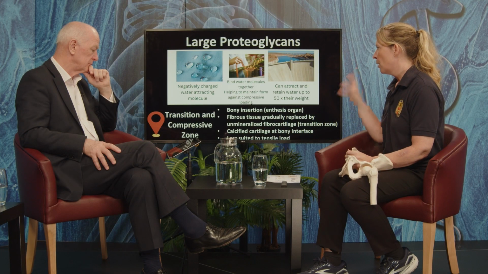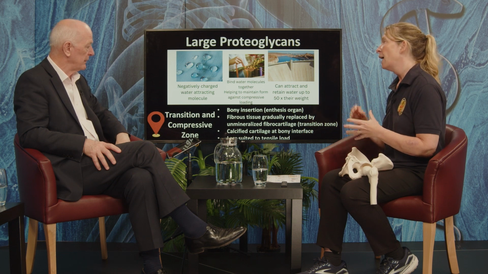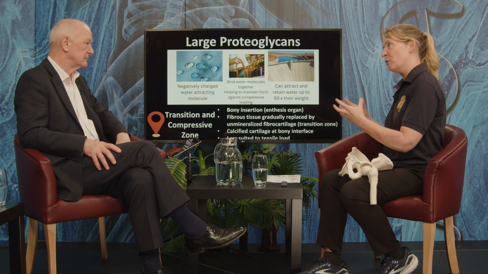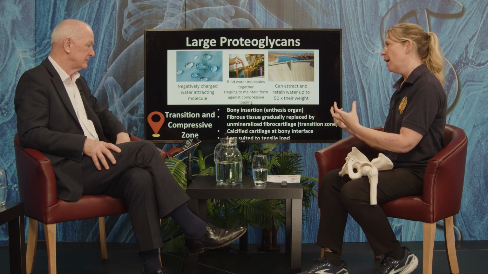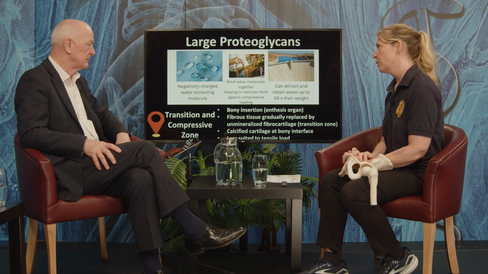tendinopathy anymore. So the large proteoglycans are generally found in that compressive zone where the tendon attaches to the bone. They're normal, part of the tendon structure, but if the tendon's getting more compressed, you'll find more of them, which has a negative impact on tendon health.